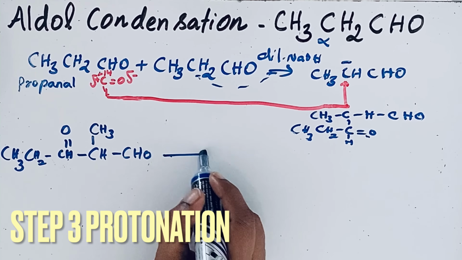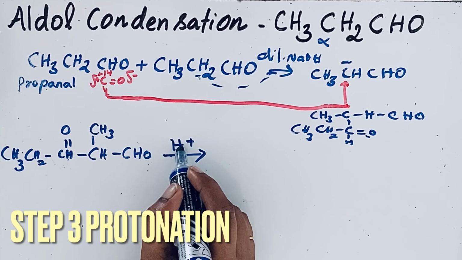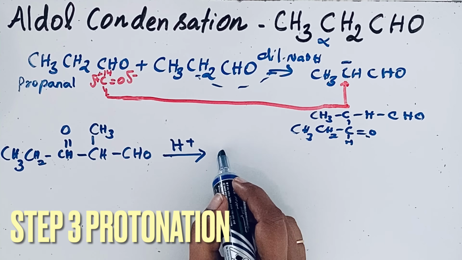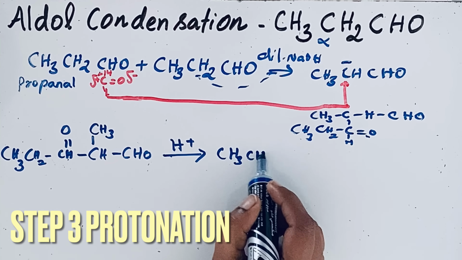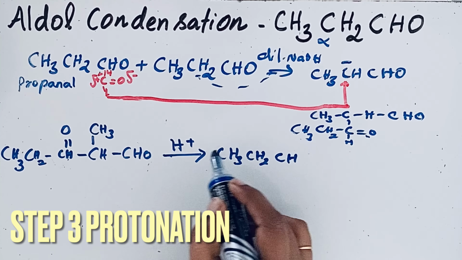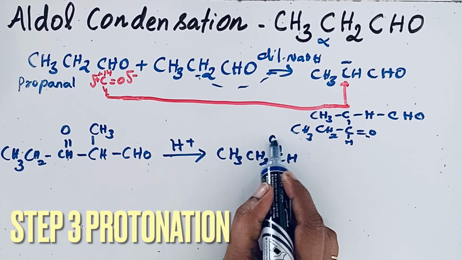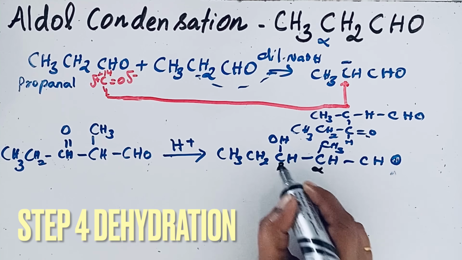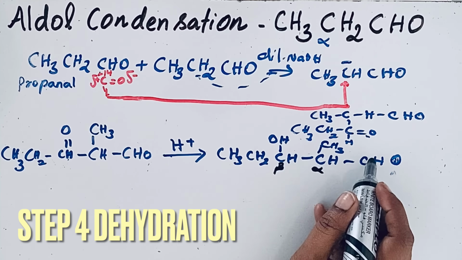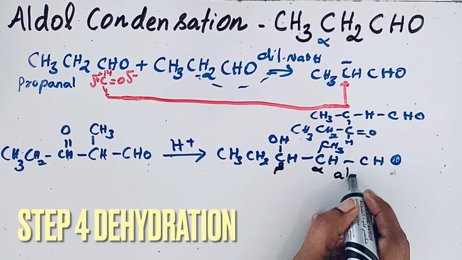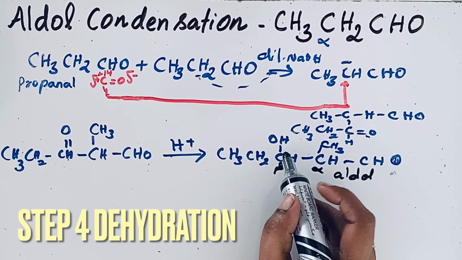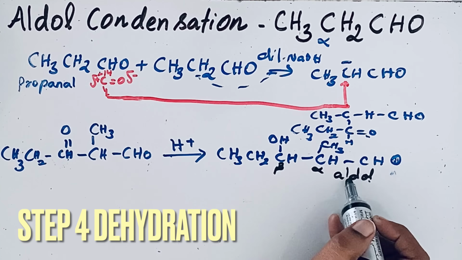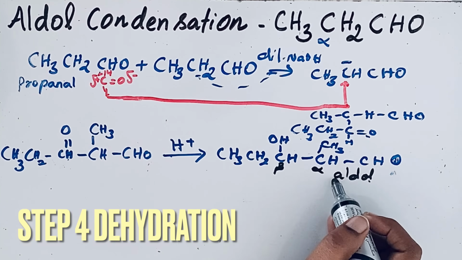This compound readily undergoes protonation, and hydrogen is added to this oxygen and produces an OH group. So CH3, CH2, CH, then hydrogen is added to O, so OH, then CH, the alpha carbon, and this is the beta carbon. So this is a beta hydroxy aldehyde. This is also called the aldol product because this compound contains an OH group, the "ol" group, and then the aldehyde group, the "ald". So it is called the aldol product.